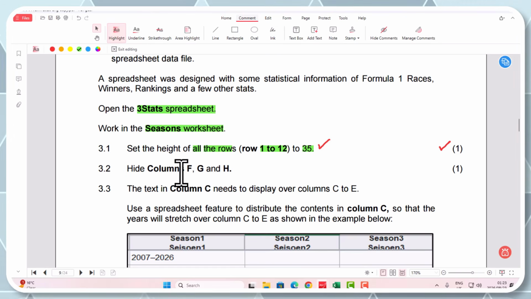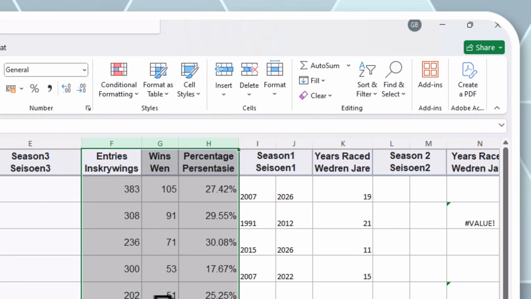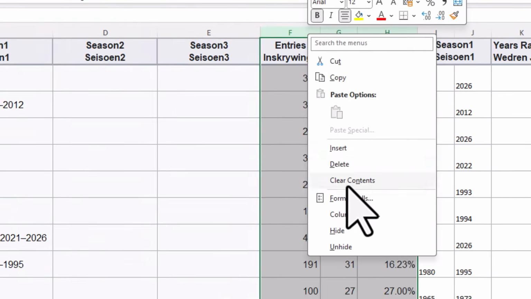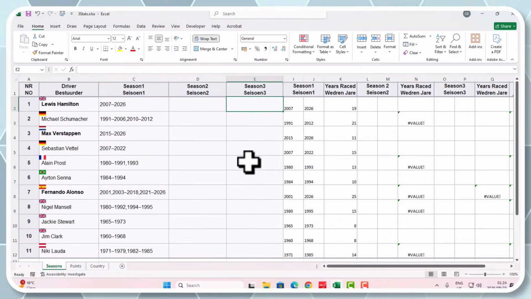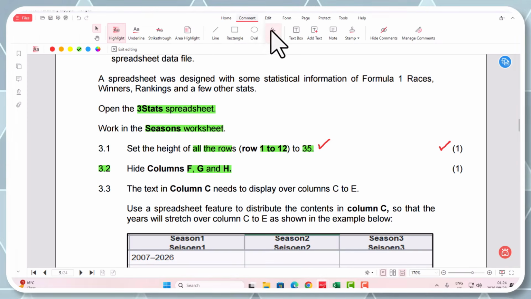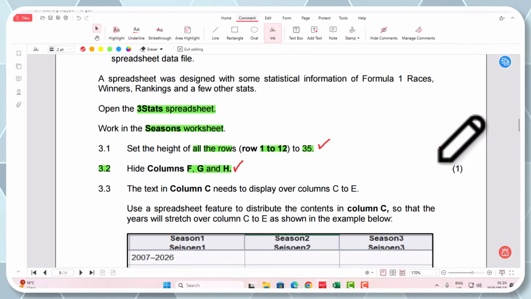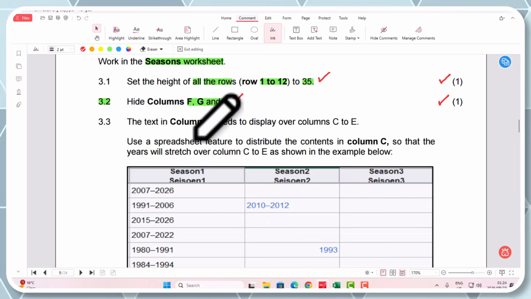Hide columns F, G, and H. All right, good. And that's for question 3.2. Hide columns F, G, and H. Right, so let's go back here to Excel. F, G, and H. We need to hide those. So again, on the top column, we click, we drag, right click, and we're going to click on hide. There we go. F, G, and H has now been hidden. All right, good. Let's go back and see. Got those marks. Perfect. Right. F, G, and H has been hidden. All right, one mark there. Right. The text in column C.